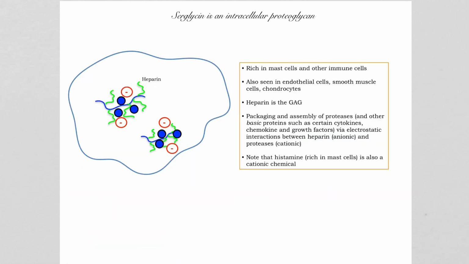So let's quickly go through a few examples. The intracellular proteoglycan serglycin is very rich in mast cells as well as other cells. One of the functions of mast cells is that they store heparin. They have a lot of heparin. Heparin is the GAG, the glycosaminoglycan, found in these proteoglycans, and serglycin is very rich in heparin.